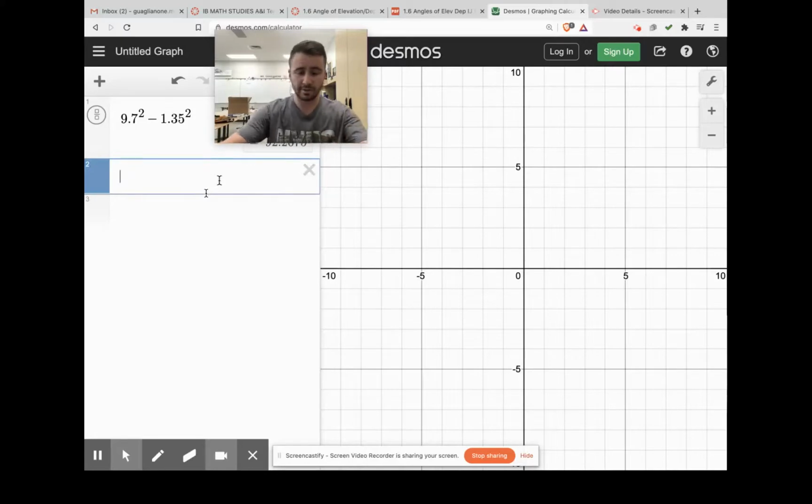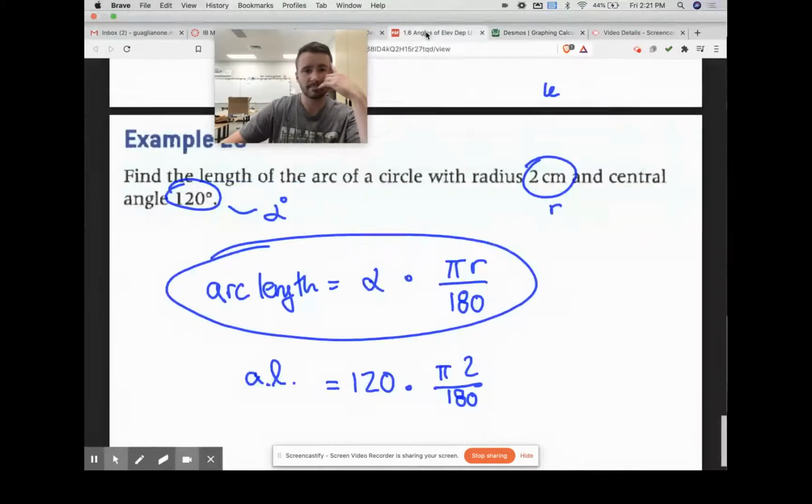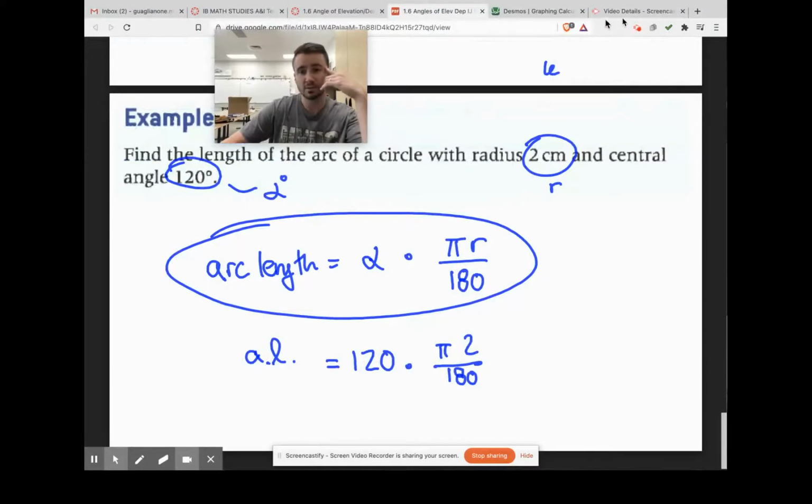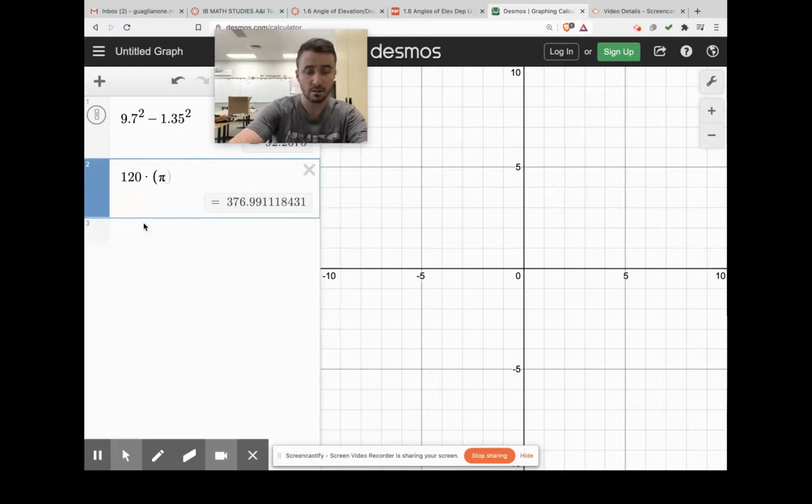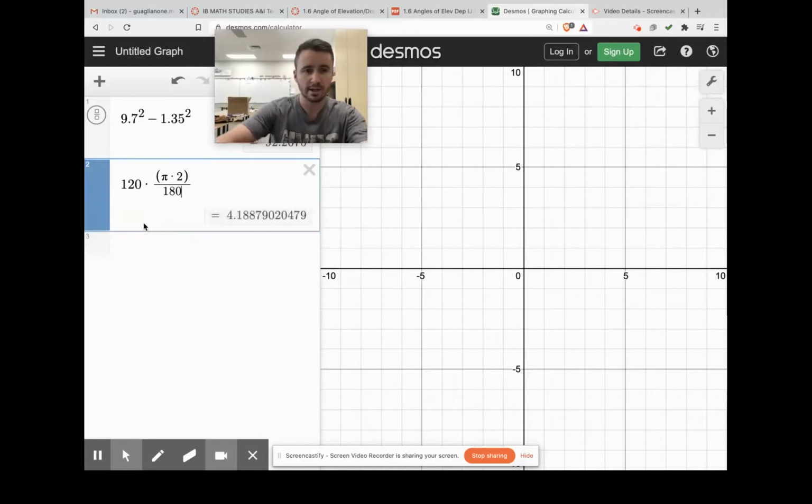Okay, so I already forgot my numbers. I think it's 120. 120 times pi times 2 over 180. Let's do this. So 120 times, and then I need some fractions here. And I had pi, so type in pi or just get the pi, times 2. And the whole thing is being divided by 180. And check it out, I get 4.188790. That's a big number.